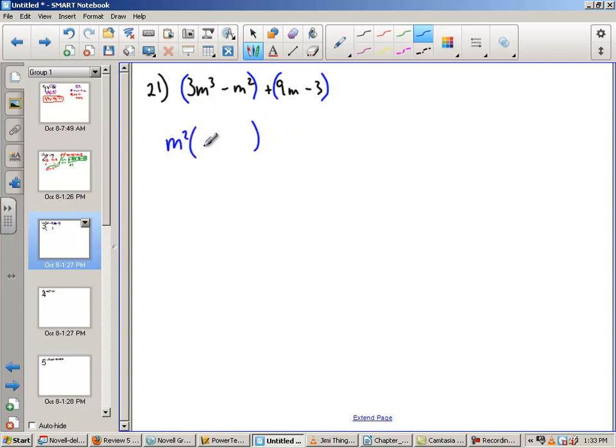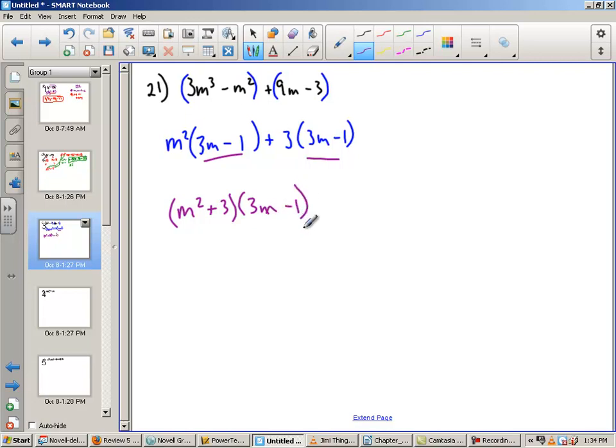And I'd say, well, 3m to the third divided by m squared is 3m. And then m squared divided by m squared is 1. Plus, what do these share? They share a 3. So I pull out a 3, and I have 3m minus 1. Notice that the parentheses are the same. That has to happen or I've already made a mistake. So I will take the outside, m squared plus 3, and the inside, 3m minus 1.